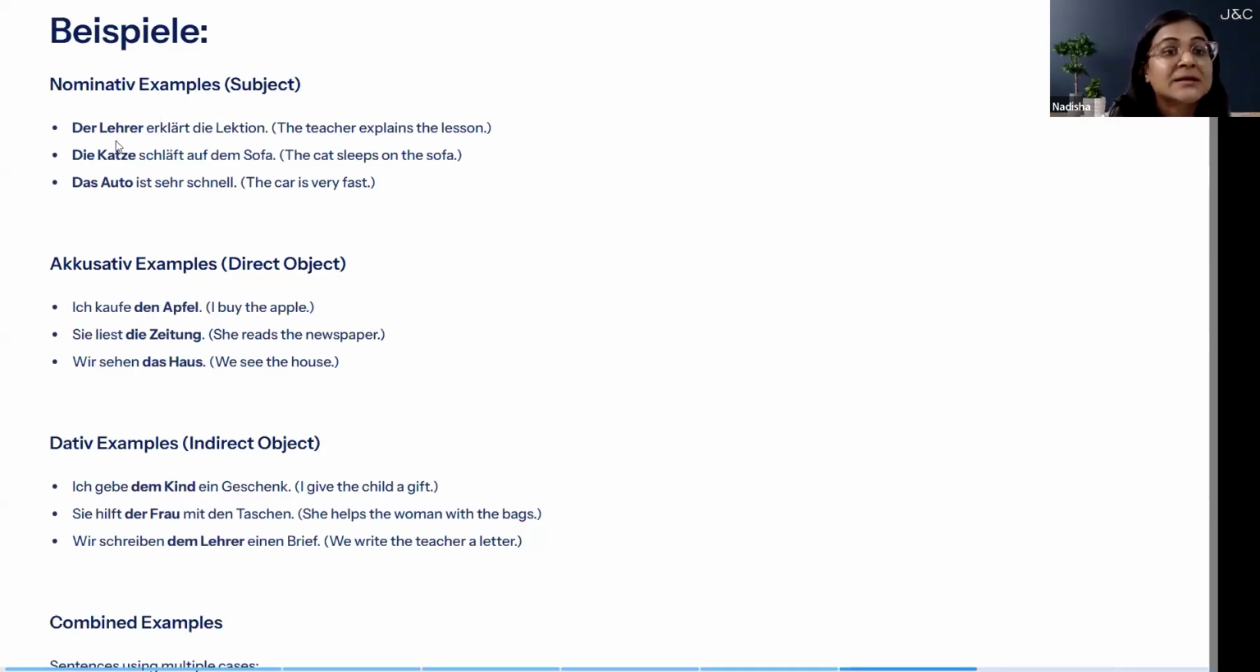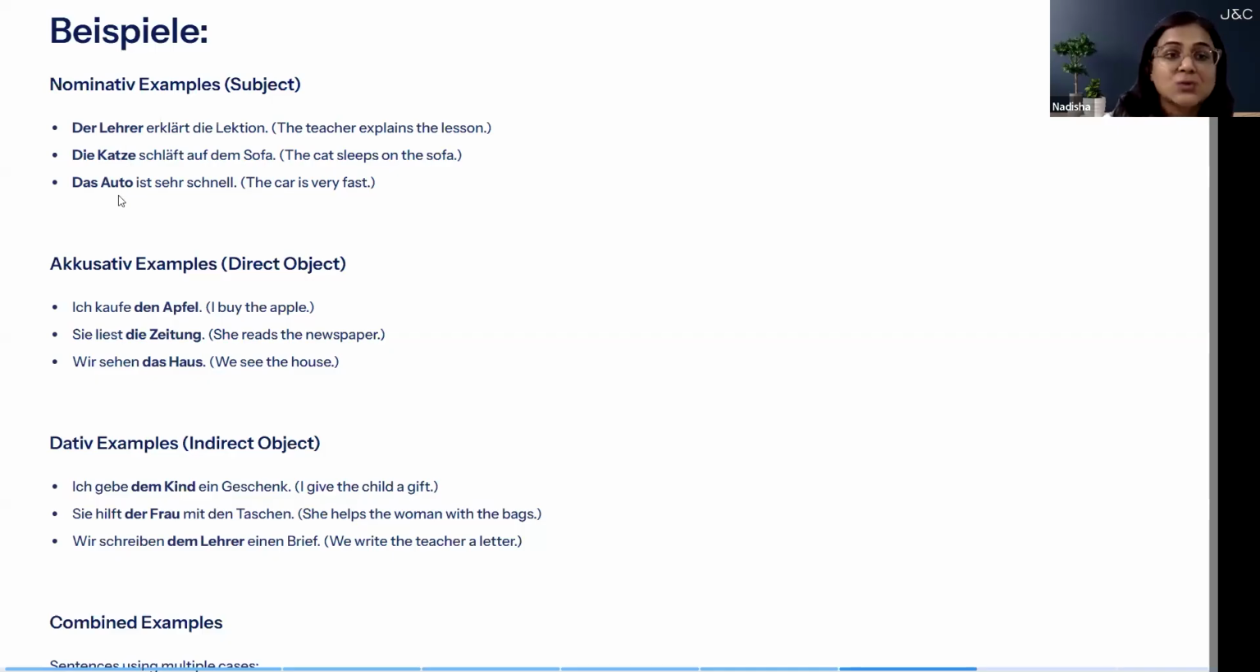Next is die Katze schläft auf dem Sofa. The cat sleeps on the sofa. Who is sleeping? The cat. So nominative is always the who condition. So die Katze is nominative case here, and it is a noun also here. So noun and pronoun. Okay, cases are noun or pronoun.